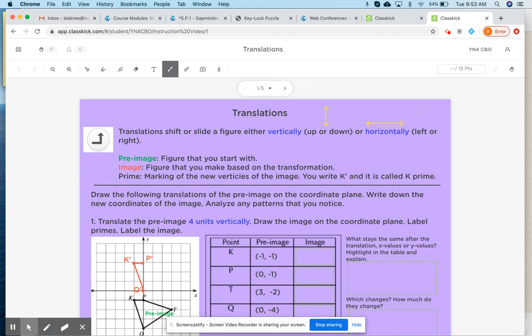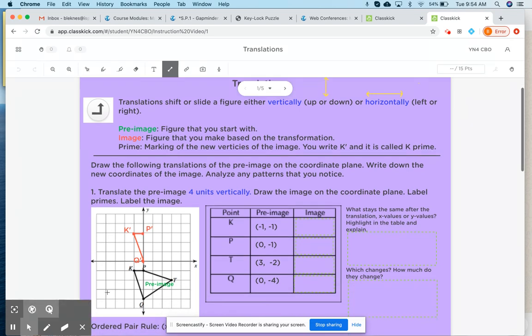Okay, so there's also a couple more pieces of vocabulary that we're going to use throughout all of our transformation lessons. The first thing is called the pre-image, and the pre-image has the word pre in front of it, so it means the beginning or the figure that you start with. For example, in this first problem right here, the pre-image is this black shape, this black quadrilateral, and it's the pre-image, the first thing. Now the image is without the pre, so it is the figure that you make based on whatever the transformation says to do. And then there's some notation with primes that we're going to use to write this. But let's try one together.